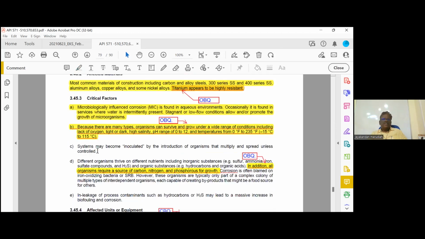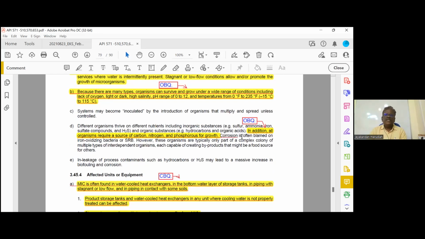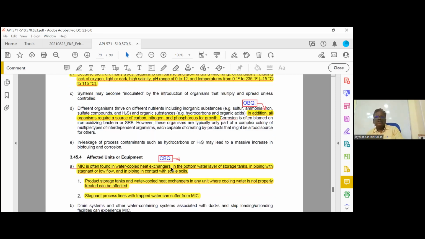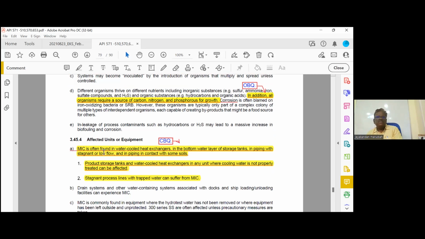Then critical factors, highlight the B. Because there are many types, organisms can survive and grow under a wide range of conditions including lack of oxygen, light or dark, high salinity, pH 0 to 12 and temperature 0 to 35. And this is important, D, second line. In addition, all organisms require a source of carbon, nitrogen and phosphorus for growth. Then affected units, highlight this one. MIC is often found in water-cooled heat exchangers, the bottom water layer of storage tanks, piping with stagnant or low flow, and piping in contact with soil.